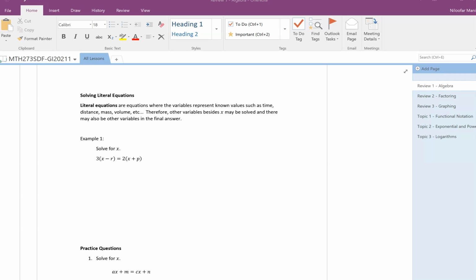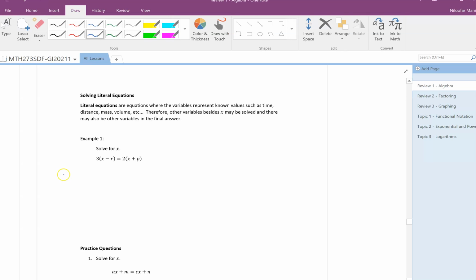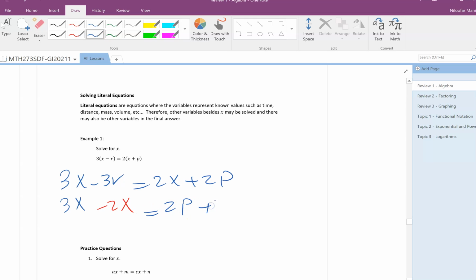See here, at the beginning I simplify each side. So it is 3x minus 3r equal 2x plus 2p. Then I want all x on one side. 3x minus 2x equal 2p plus 3r.